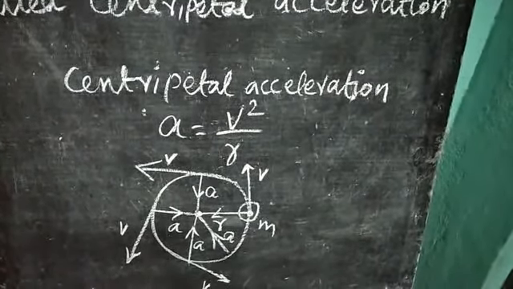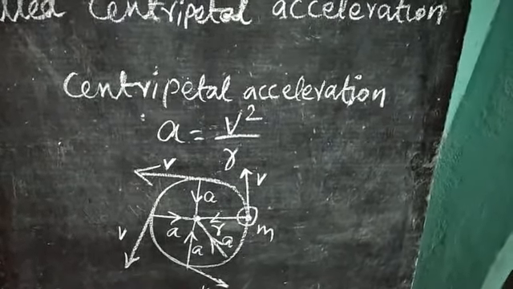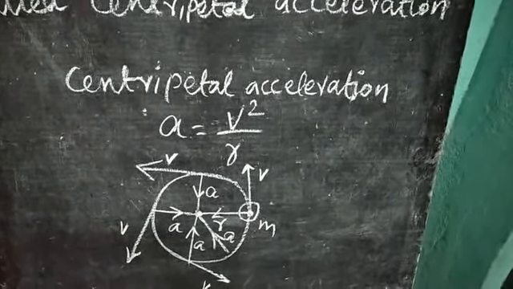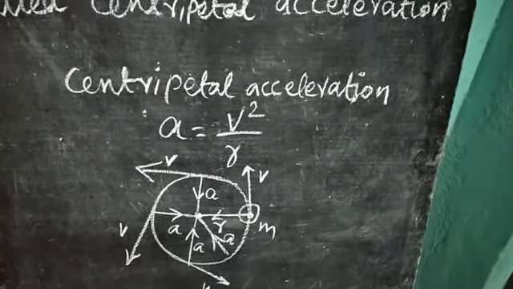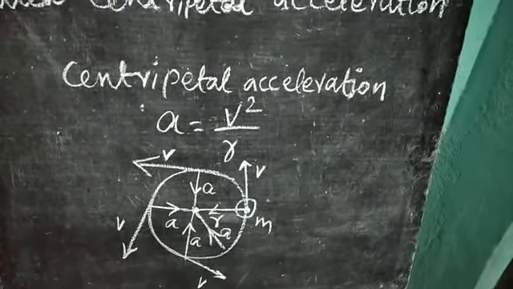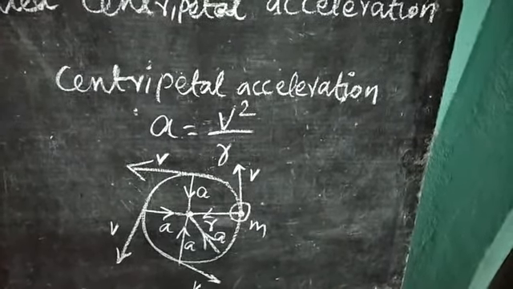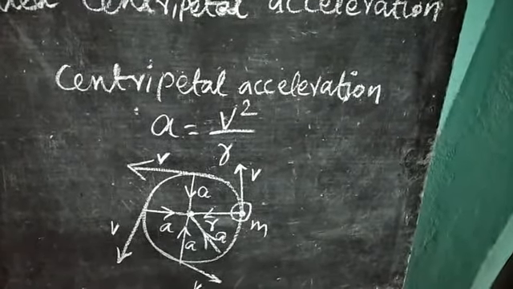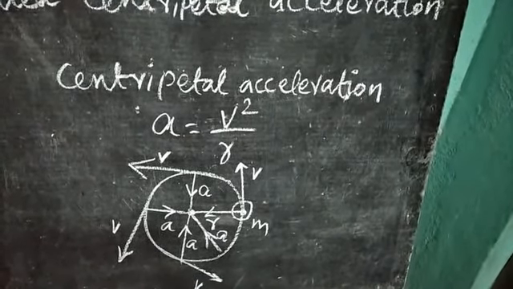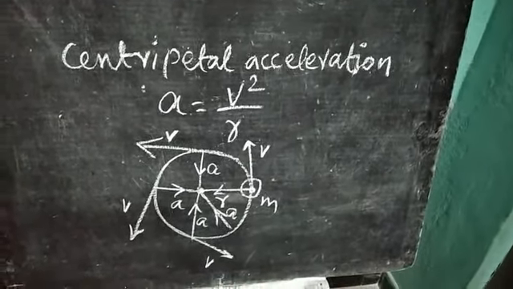From this example, the direction of the velocity of the stone changes, so the stone is accelerated. This acceleration is always directed towards the center, along the radius, acting towards the center of the circular path. This is called centripetal acceleration.